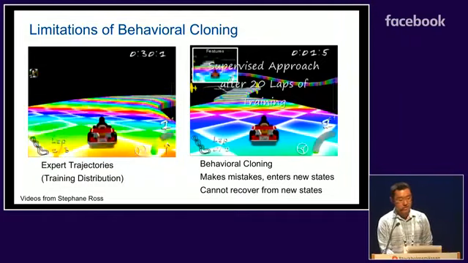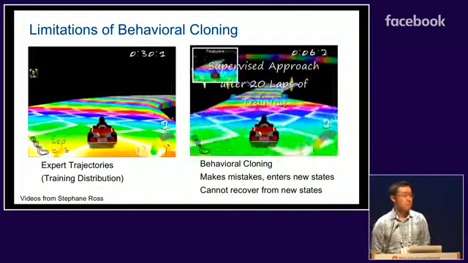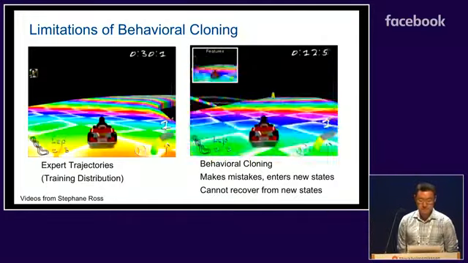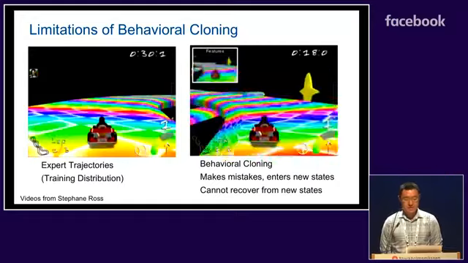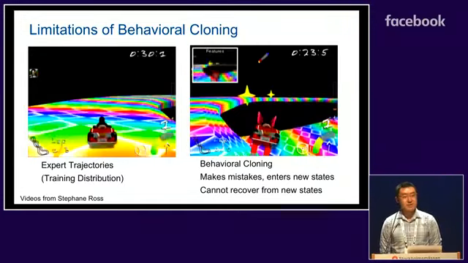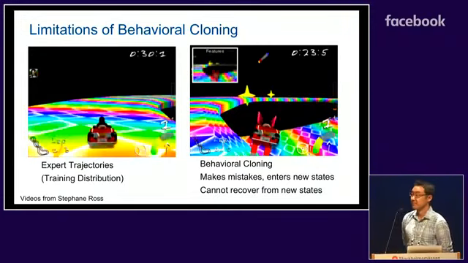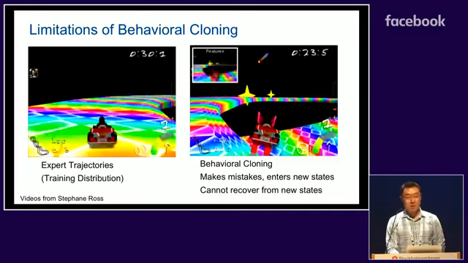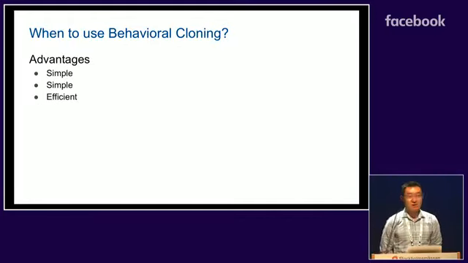And on the right, you have behavioral cloning. And eventually, it enters some state that it hasn't seen before, and then it crashes. Okay, so I've spent the last few slides bashing behavioral cloning, but of course, it is often something that one should try, and one can use effectively in many applications.